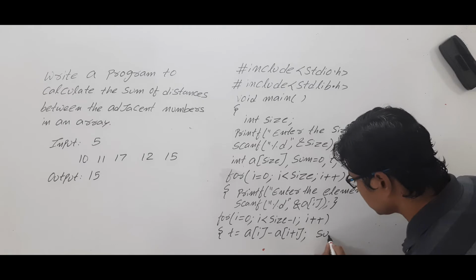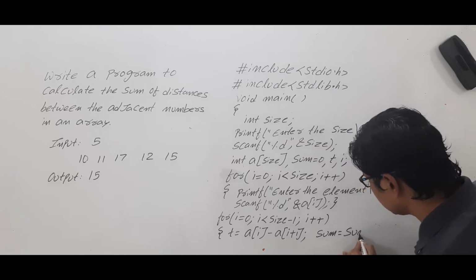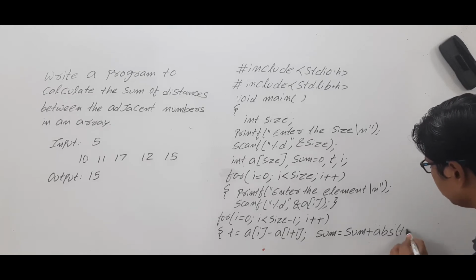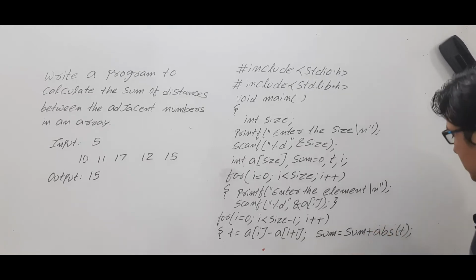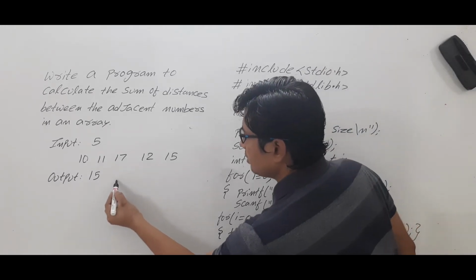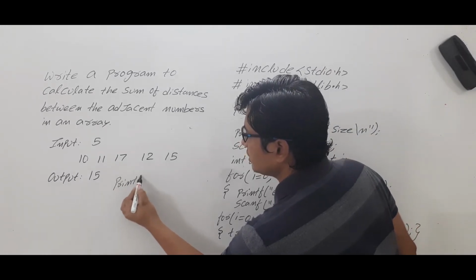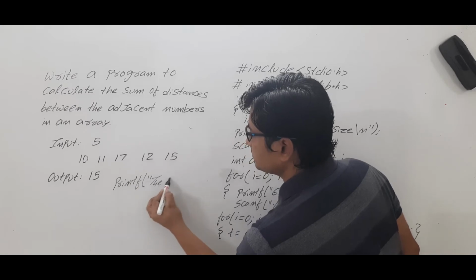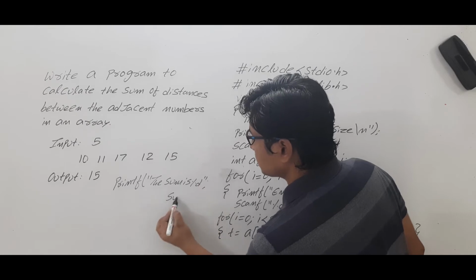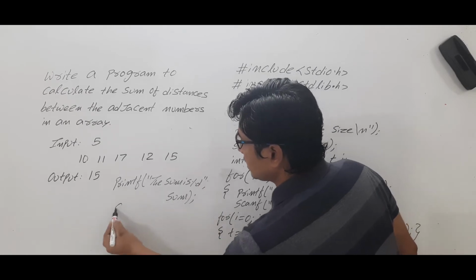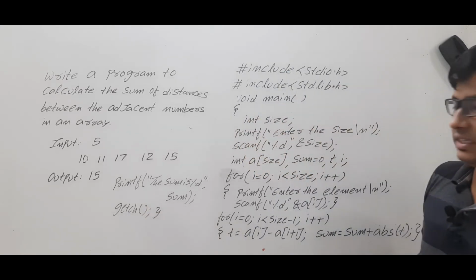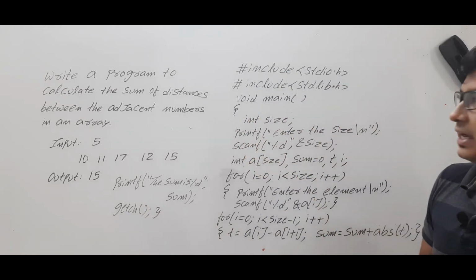Then sum is equal to sum plus absolute of t. Okay, is it clear? Then I will close the for loop, and then I will print the sum. printf("the sum is %d"). I can display the sum variable, and then I will write getch, and then close the main function. Now let me discuss the logic behind this program.